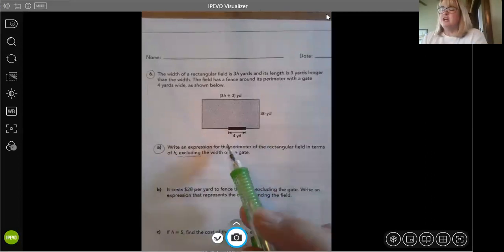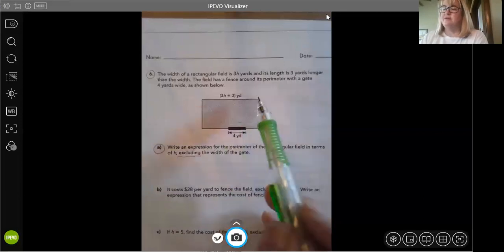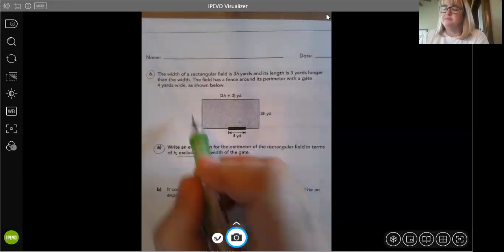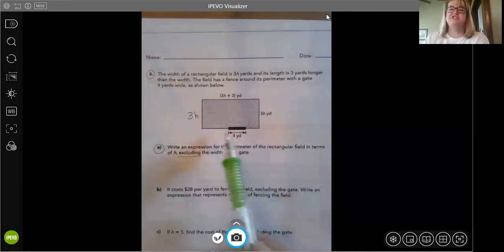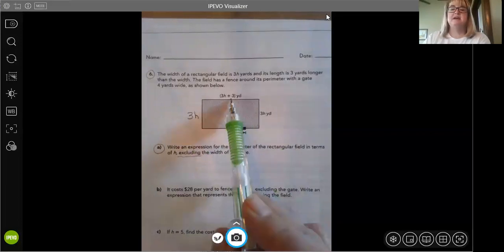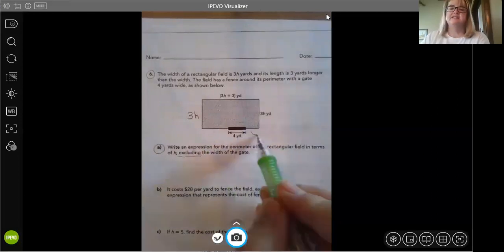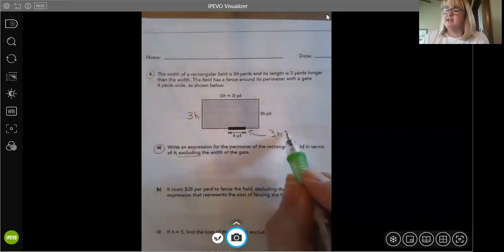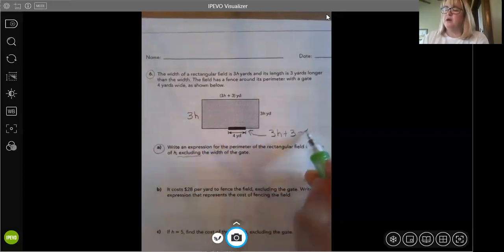Okay, so this side is 3H plus 3. This side is 3H. Well, this side would also be 3H. This side is a little bit different. It is just as long as this, but we have to take out 4 yards. So this side is 3H plus 3, that's the length of the whole thing, minus 4.